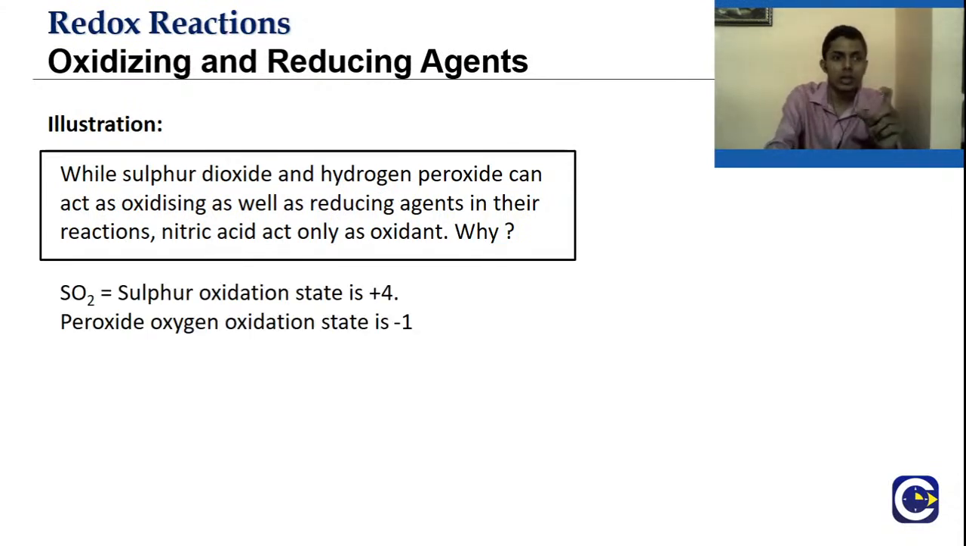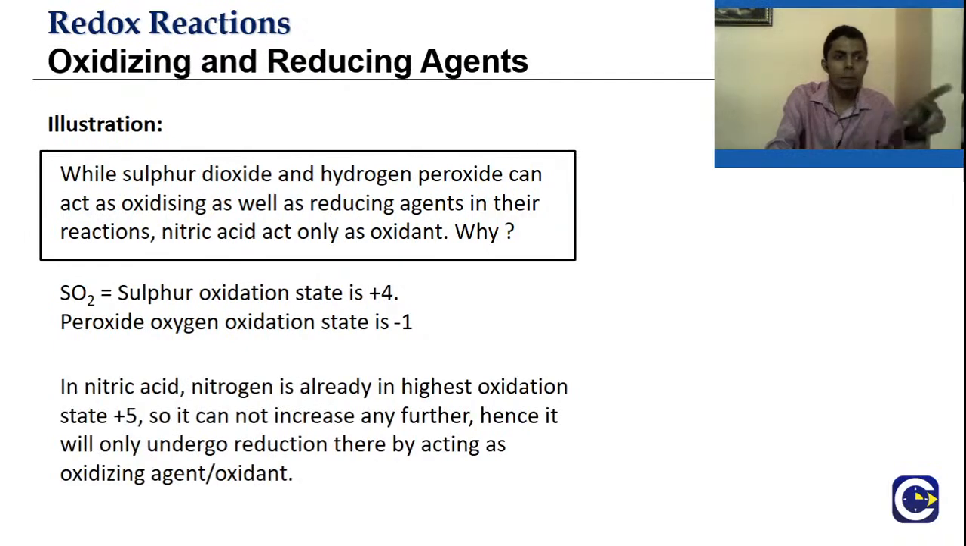So the sulfur oxidation state is +4 and the peroxide oxidation state is -1. So -1 has the possibility of -2 and 0. Sulfur at +4 has the possibility of +6 or 0. That is why it can undergo either oxidation or reduction. In nitric acid, nitrogen is already in the highest oxidation state, +5, so it cannot increase any further. Hence it will only undergo reduction.